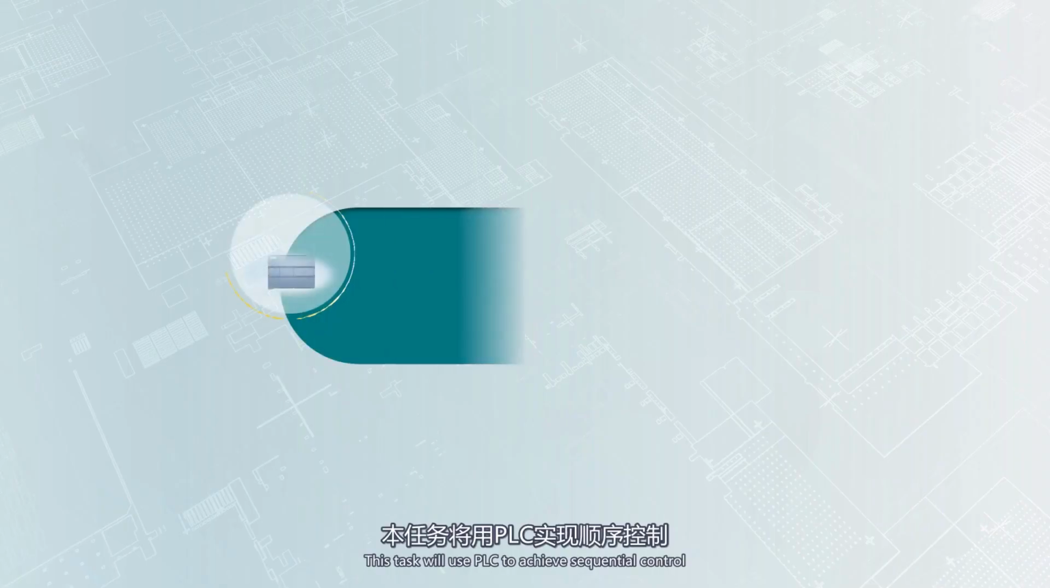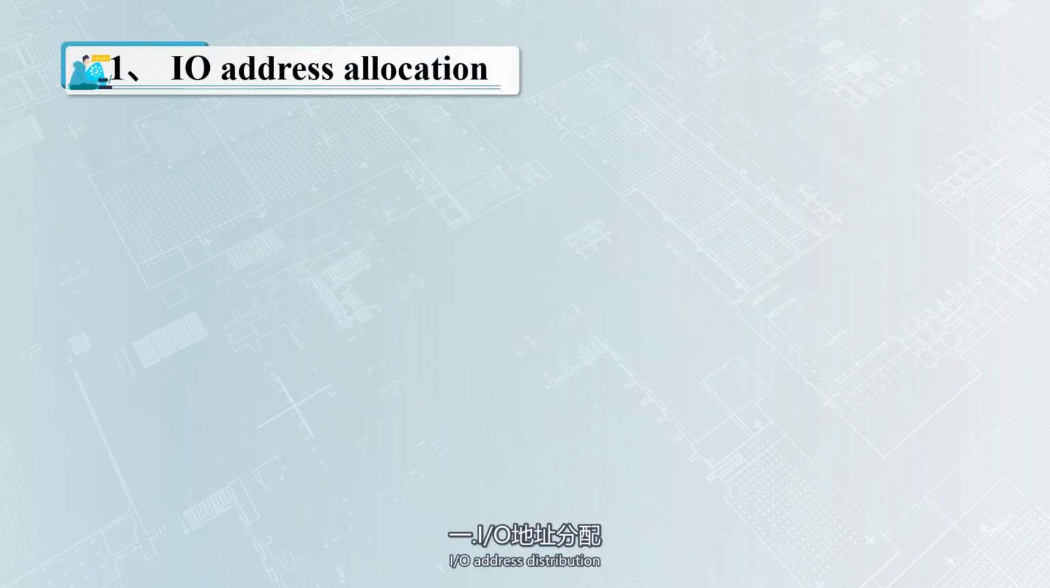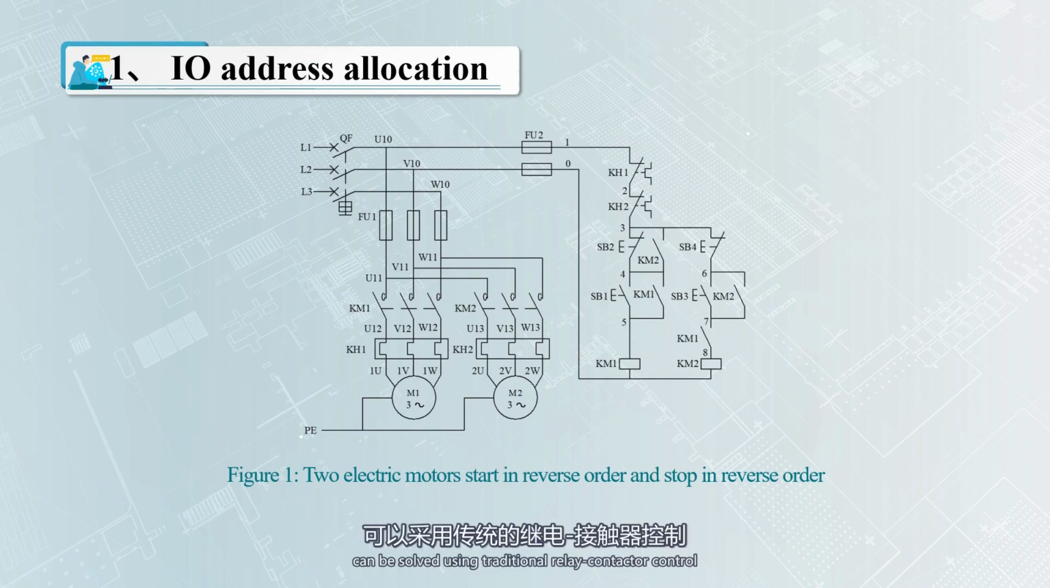This task will use PLC to achieve sequential control. I/O address distribution. The two-belt conveyor problem can be solved using traditional relay contactor control. As shown in Figure 1, the typical sequence starts and stops in reverse order. In the control circuit, the KM1 normally open contactor is connected in series to the KM2 coil branch to form a sequential start. The KM2 normally open contactor is connected in parallel with the SB2 normally closed contactor to form reverse sequence stop.